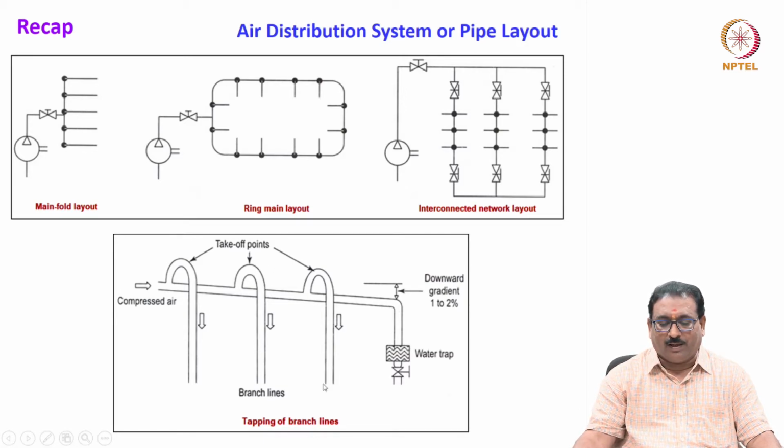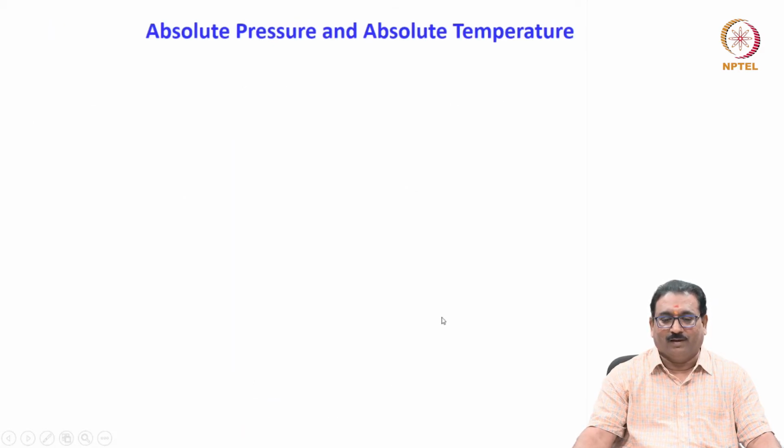And it will go to the branch lines. Then air will flow here. Then whatever water is contained here, it will take it out through the water traps. That's why there is always a downward gradient of the main pipes, 1 to 2%. We have seen all this in the last class.